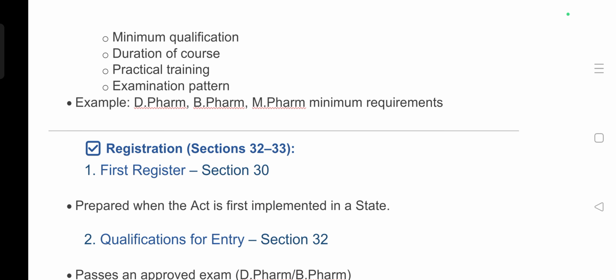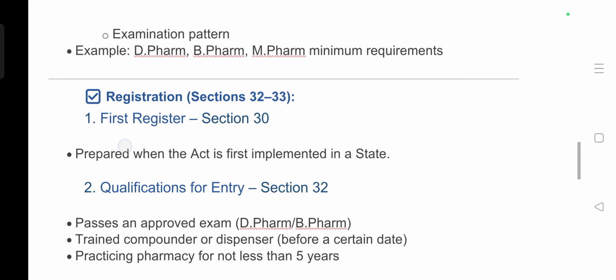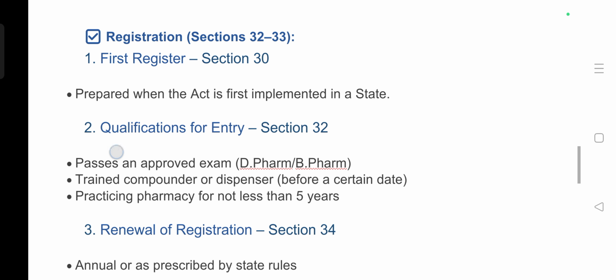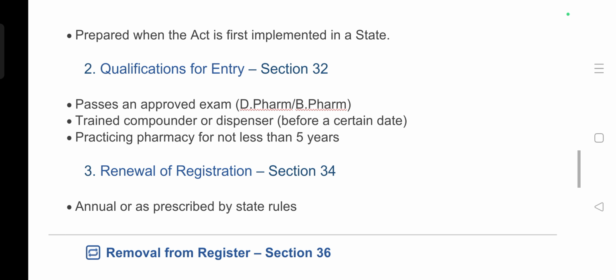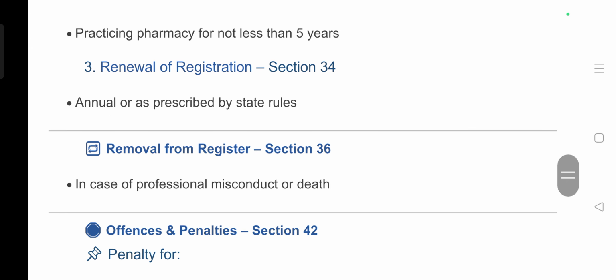Registration is under Sections 32 to 33. The first register is maintained by the state pharmacy council under Section 30, prepared when the act is first implemented in the state. Qualification for entry, Section 32: passed an approved exam, D.Pharm or B.Pharm, trainee compounder or dispenser before a certain date, and practicing pharmacy for not less than 5 years. Third is renewal of registration, Section 34, annual or as prescribed by the state rules. Removal from the register, Section 36: in case of professional misconduct, the name of the pharmacist is removed from the register.